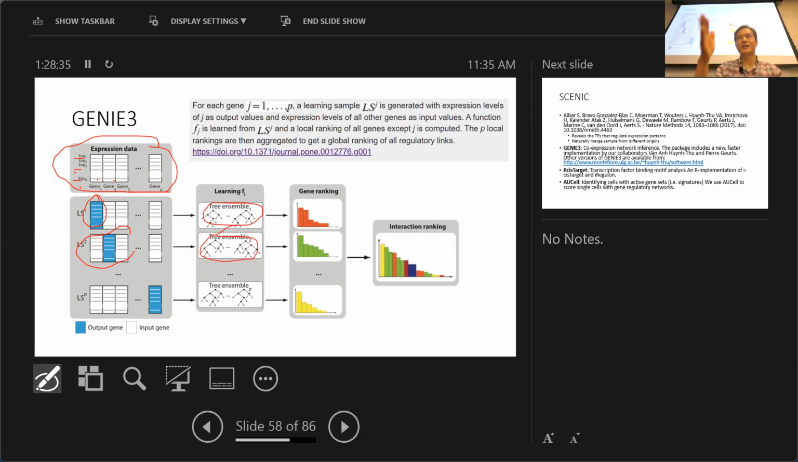At the end, you loop through all the genes. You have P genes, and you repeat this procedure P times, using all the other genes to predict each gene's expression. Then they assemble those trees, and give the predictive power for which gene can predict gene 1, which gene can best predict gene 2's expression, until in the end we have a ranking for the genes, and then start making links.